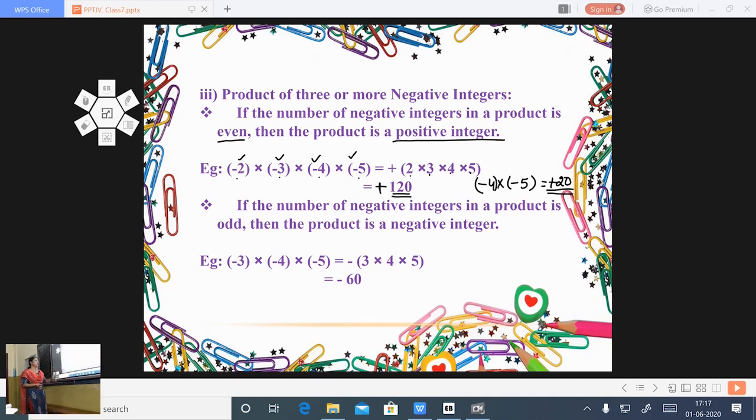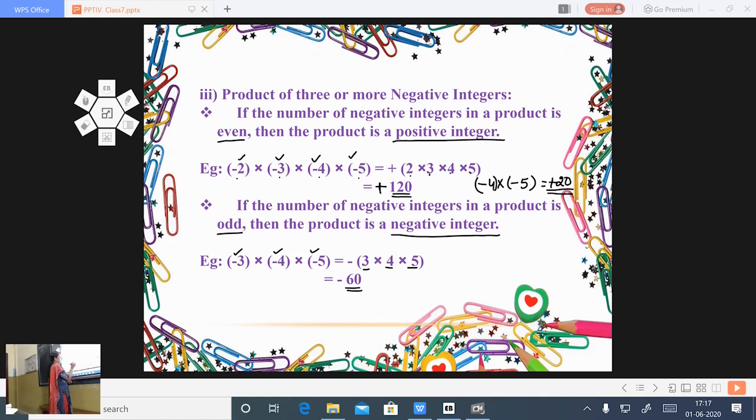Okay. Then the second case, if the number of negative integers in a product is odd, then the product is a negative integer. For example, minus 3 into minus 4 into minus 5. First multiply them as whole numbers, that is 3 into 4 into 5. 3 into 4, 12, 12 into 5, 60. Then count how many negative integers are there in the question. So here 1, 2, 3. 3 negative integers are there. We know that 3 is an odd number. So the answer will be negative. So the answer is minus 60.